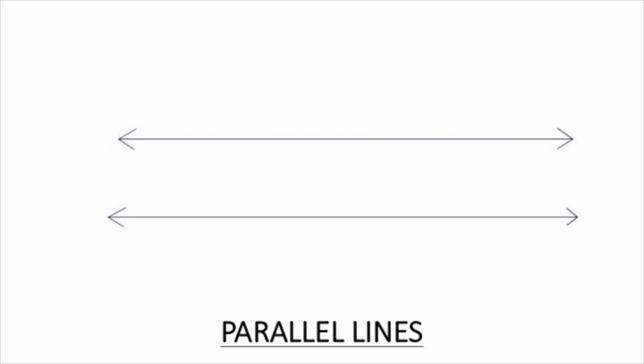Parallel lines. Now, how many lines can you see? 2. Yes. Are they going in the same direction? Yes. That's what constitutes parallel lines. It's 2 lines going the same way together. Parallel means same. So you can see 2 lines going the same way together. In this case, they're going horizontal, but you can have parallel lines going vertical.